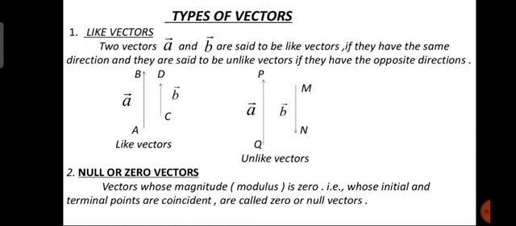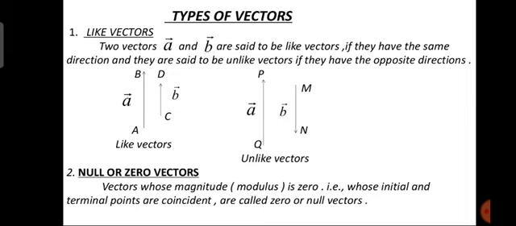Next is the types of vectors. First is like vectors. From the name itself, two vectors A and B are said to be like vectors if they have the same direction. If they have opposite directions, they are unlike vectors. Vectors having the same direction are like vectors, and vectors with opposite directions are unlike vectors. The figure is drawn there.